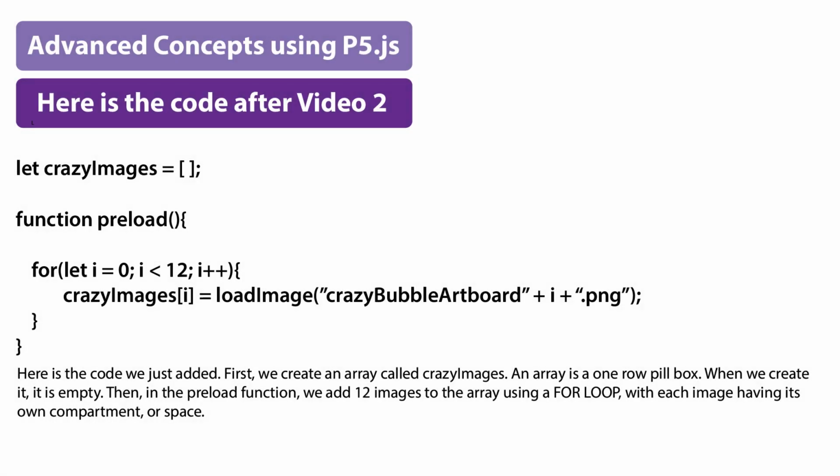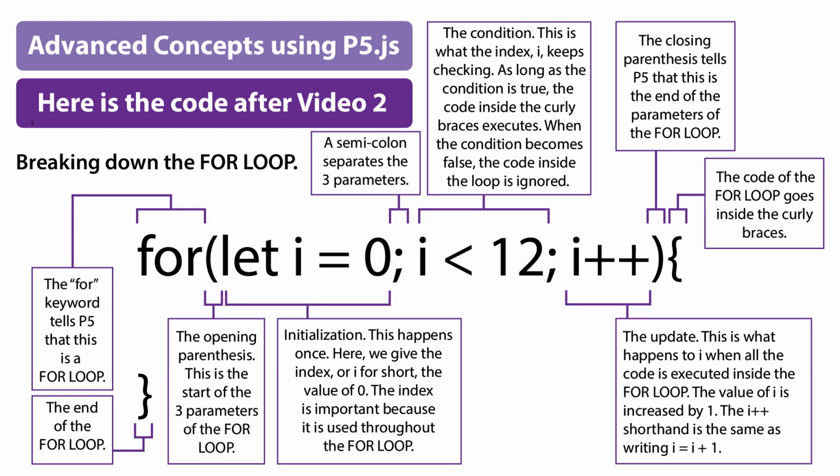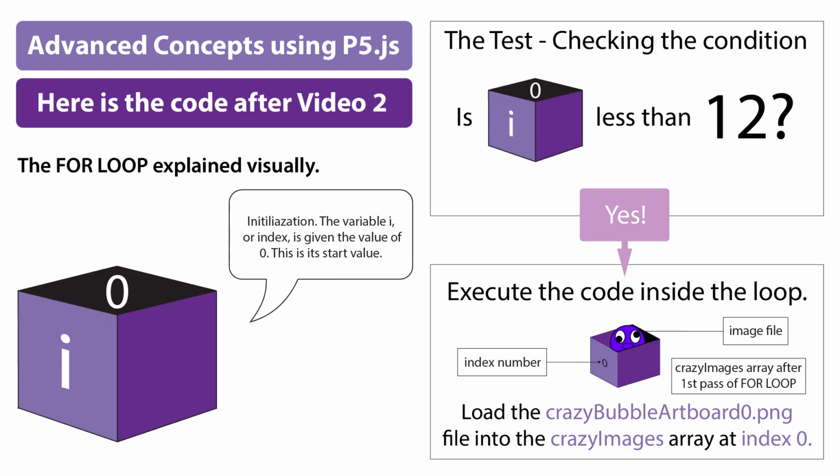So here we can see the syntax for it. We have a for loop and it loops 12 times, and every time it does, it uses the load image command. And here we see a breakdown of the for loop. There's the initialization, which is giving the index value an initial value. Then the condition, which is I is less than 12. Then the update, which adds 1 to I every time it loops.